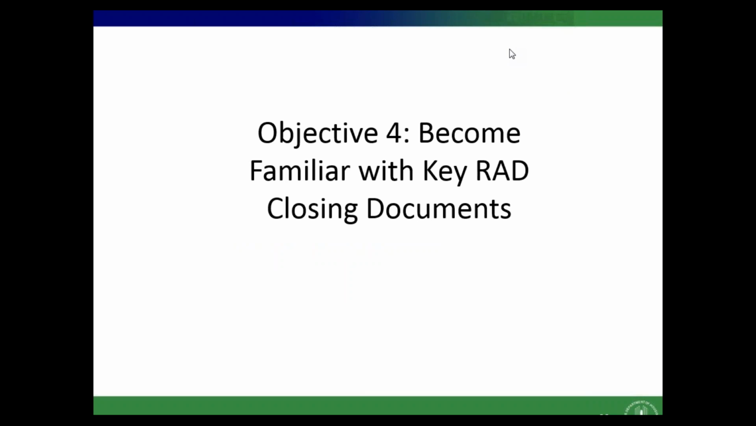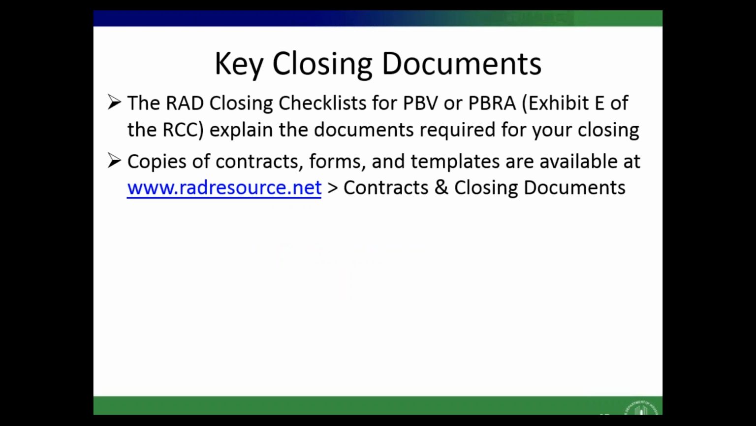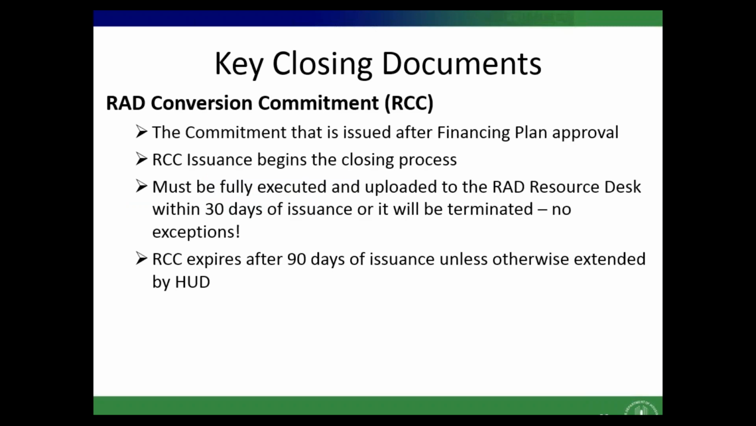Okay, I think we'll go very quickly through this section because all of the RAD closing documents are available to look at on the resource desk. On the resource desk, you have your checklist of documents that you must provide to us in your draft closing package, and you have the form of all these documents. So you have to have the PBV or TBRA contract. You will have the RAD Conversion Commitment.